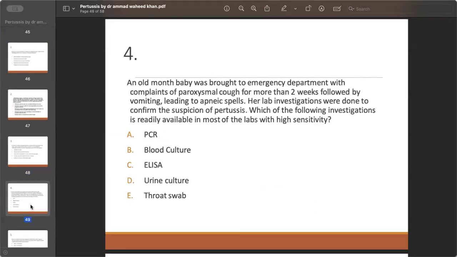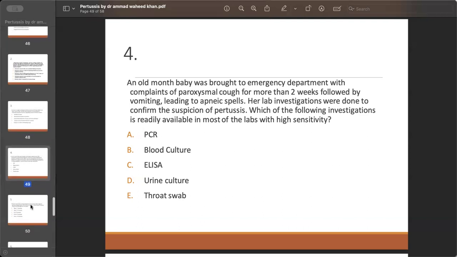Question number 4. A one-month-old baby was brought to the emergency department with complaint of paroxysmal cough for more than 2 weeks, followed by vomiting, leading to apneic spell. Lab investigations were done to confirm the suspicion of pertussis. Which of the following investigations is readily available in most labs with high sensitivity? Option A is PCR, option B blood culture, option C ELISA, option D urine culture, option E is throat swab. E. Throat swab. B is the right answer.